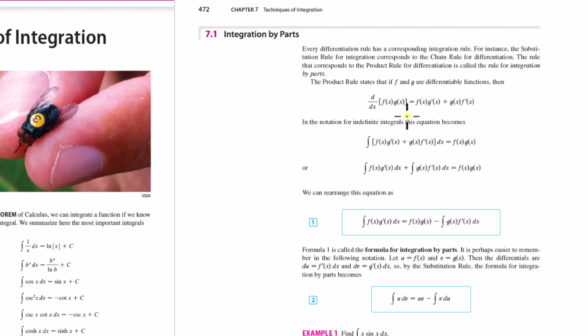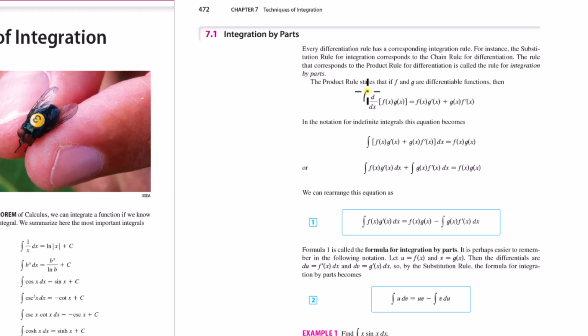You take that derivative, and as we know, the product rule says that's equal to f of x, g prime of x, plus g of x, f prime of x. The derivative of the second times the first, plus the derivative of the first times the second. This is in a different order, but that's the product rule. And so what they do then is integrate both sides of this equation. When you integrate this, that becomes just f of x, g of x, based on the fundamental theorem.